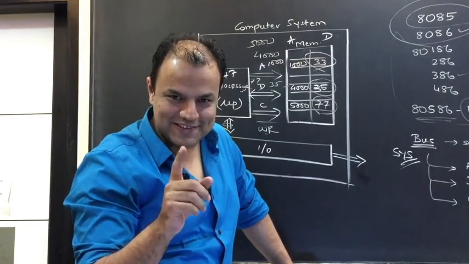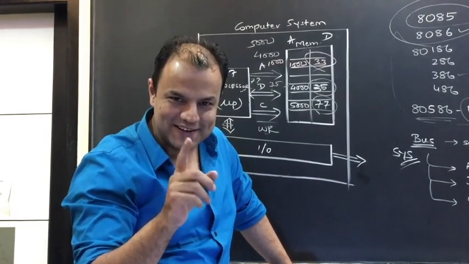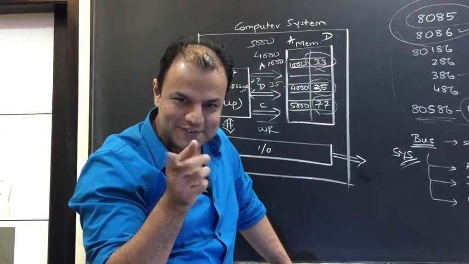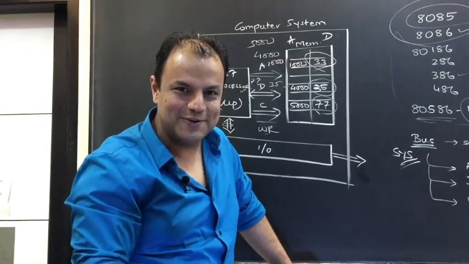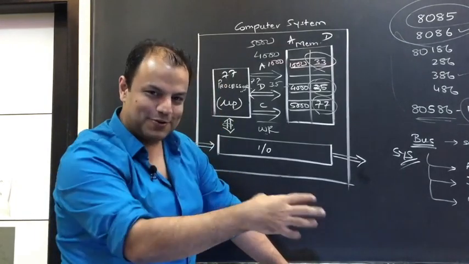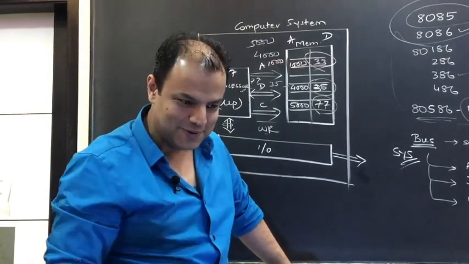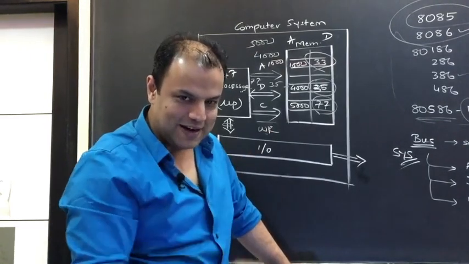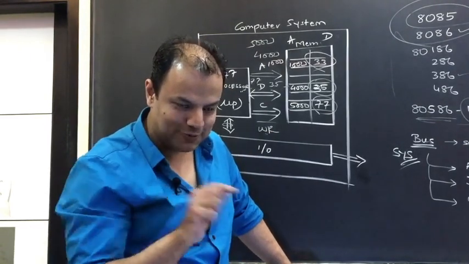Data bus or control bus? Control bus. Did you understand this? There is a subtle difference between a read operation and a write operation. When you want to do a write operation, you know the data because you are writing. So you give the address, you put the data and say, I want to write.